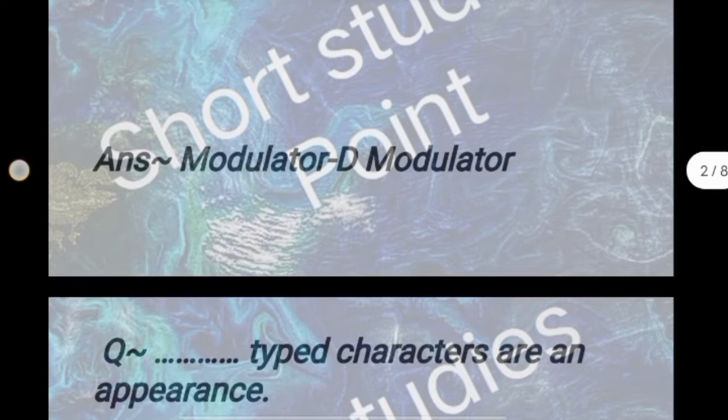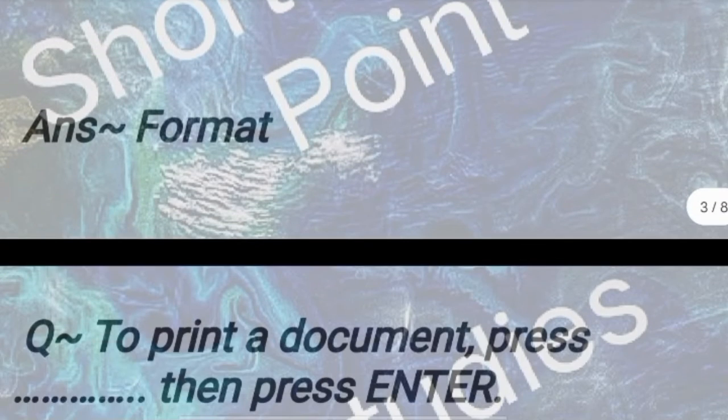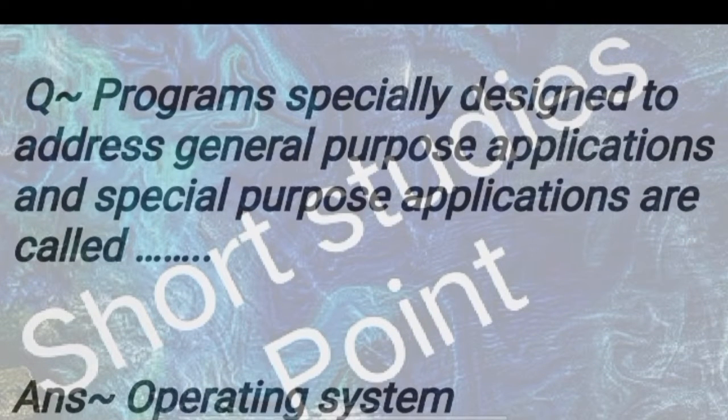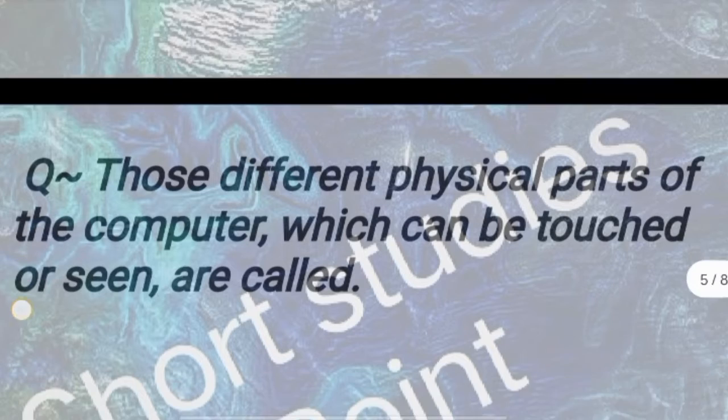Next question: Dash typed characters are an appearance. Answer: Format. Next question: To print a document, press dash then press enter. Answer: Press Ctrl plus P. Next question: Programs specially designed to address general purpose applications and special purpose applications are called. Answer: Operating system.